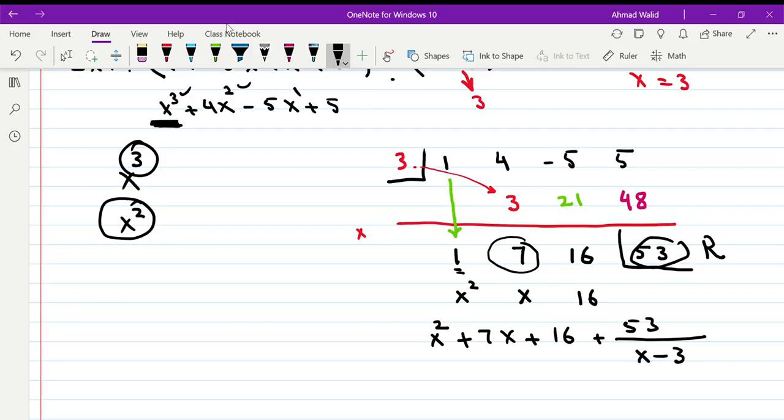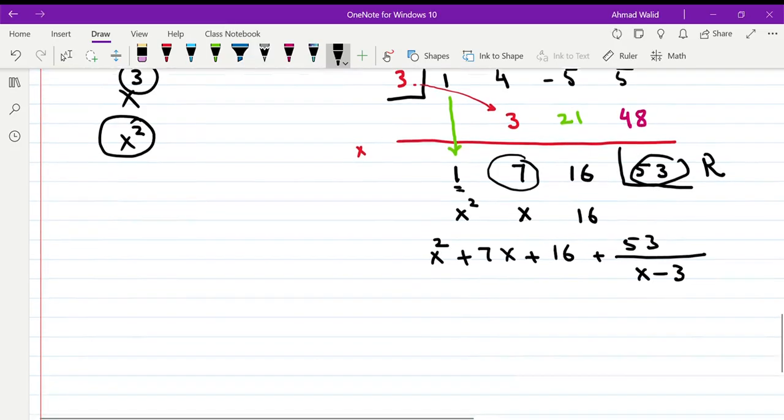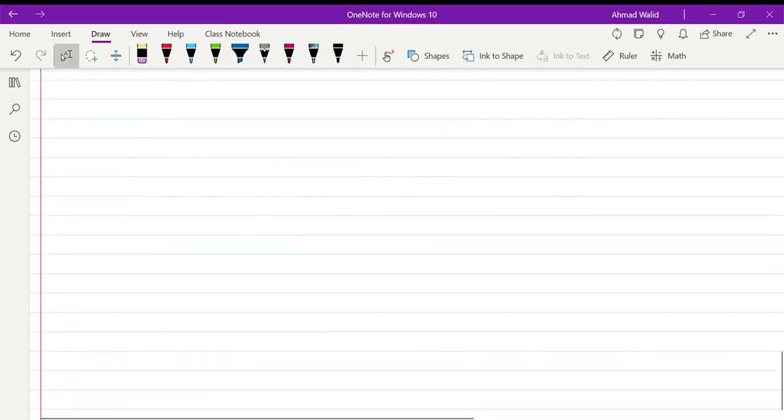We call this method synthetic division, the fastest method. I explained here a lot and it took a lot of time. Maybe you may say, oh, it was so difficult. No, but after practicing one or two, you love this way. Synthetic division is the fastest method, as long as your divisor is in the form of x plus or minus c. Let's do a few more examples.